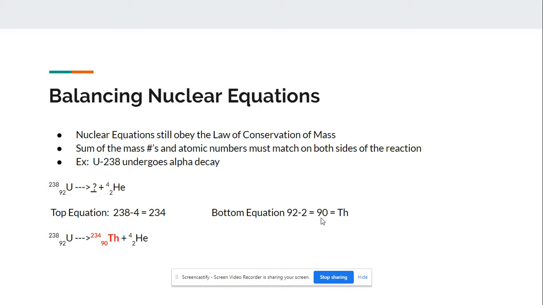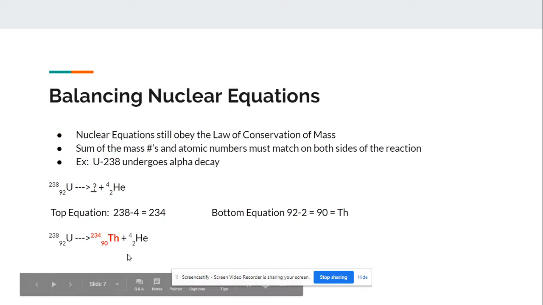Then I'm going to go to a periodic table and find what atomic number 90 is, and that's the element thorium, which is symbolized by Th. So when I go back to my equation to fill in the missing nuclide, I write 234 for the mass number, 90 for the atomic number, and then Th for the element symbol. And now this is balanced because the total here, 234 plus 4 is 238, 90 plus 2 is 92, so it's balanced.